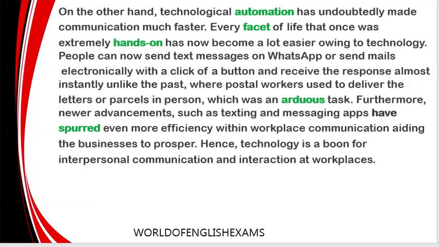On the other hand, technological automation has undoubtedly made communication much faster. Every facet of life that once was extremely hands-on has now become a lot easier owing to technology. People can now send text messages on WhatsApp or send mails electronically with a click of a button and receive the response almost instantly, unlike the past where postal workers used to deliver the letters and parcels in person, which was an arduous task. Furthermore, newer advancements such as texting and messaging apps have spurred even more efficiency within workplace communication, aiding the businesses to prosper. Hence, technology is a boon for interpersonal communication and interaction at workplaces.